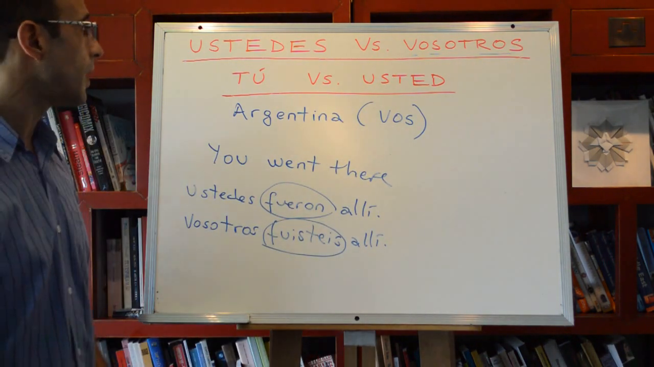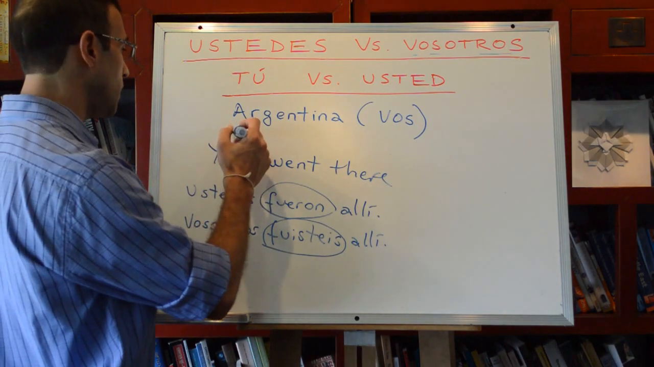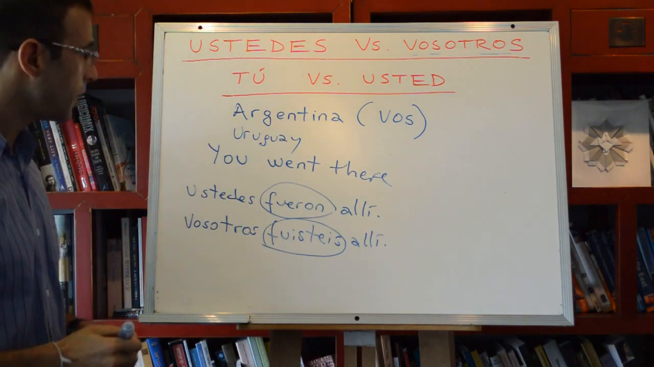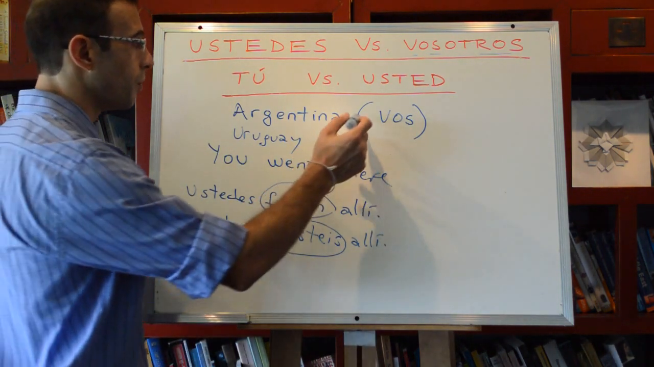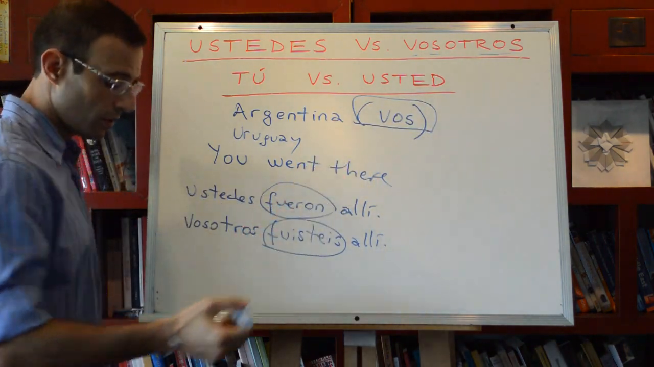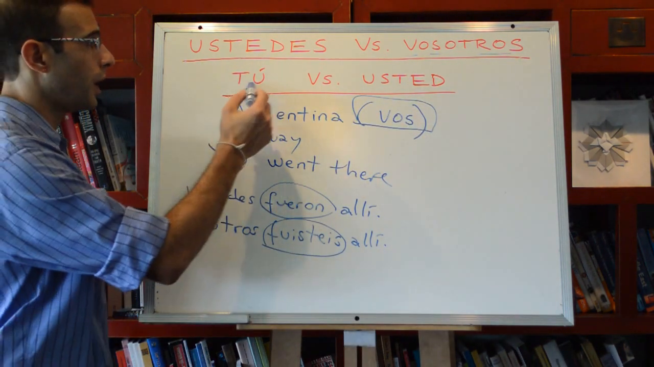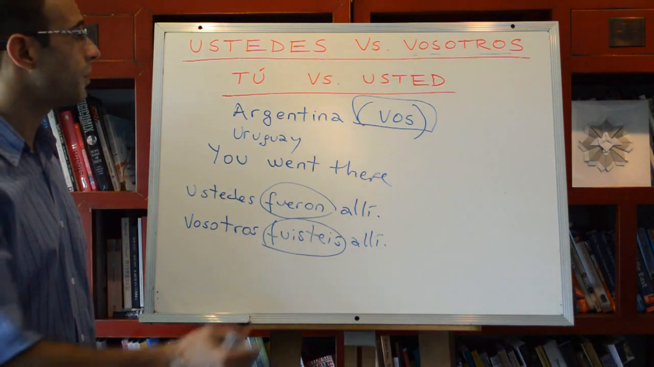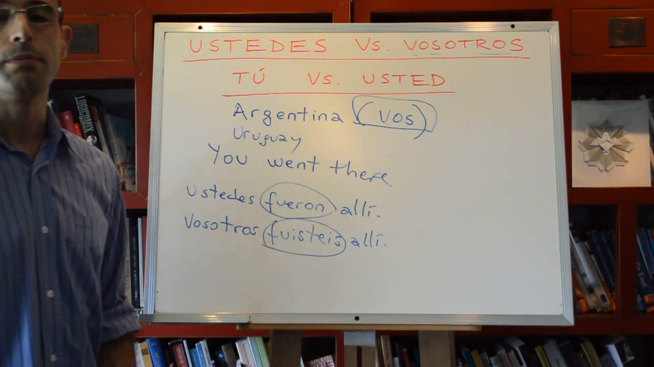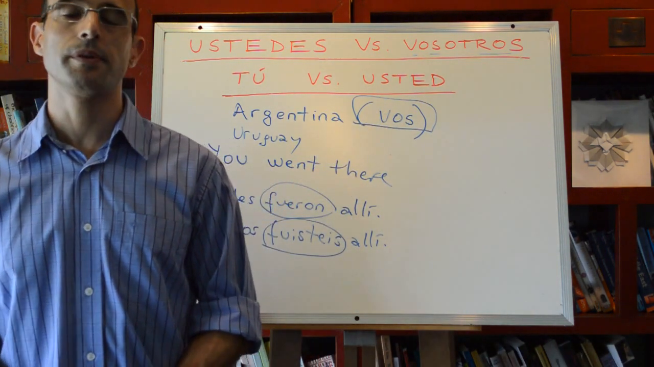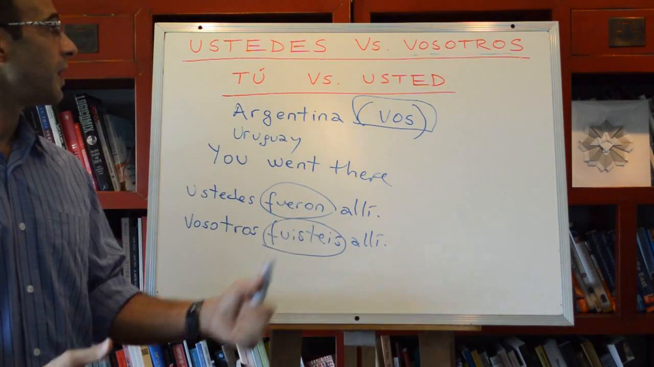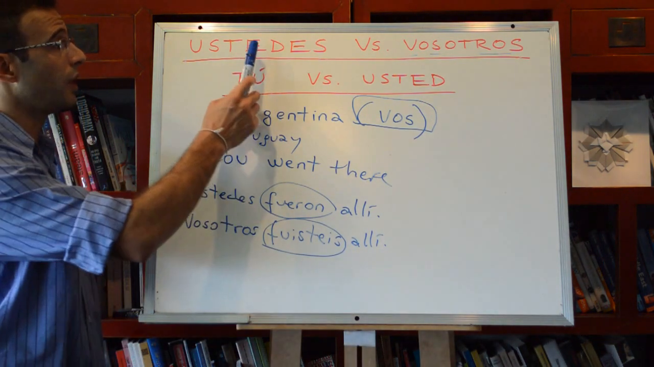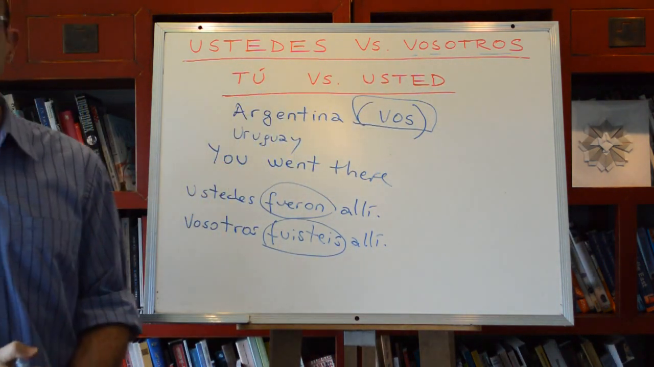And the neighboring country of Argentina, Uruguay, which is where I come from, vos is also very much used. Traditionally, we use tú and usted, like all the rest of the Hispanic world, but vos is also very much used, as in Argentina. So here I wanted to explain to you the differences and when and how we use ustedes, vosotros, tú, usted, vos, etc.